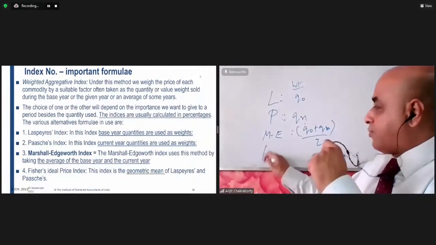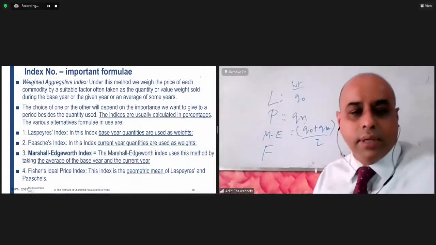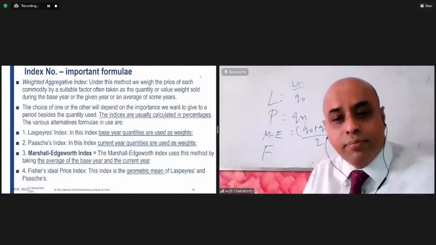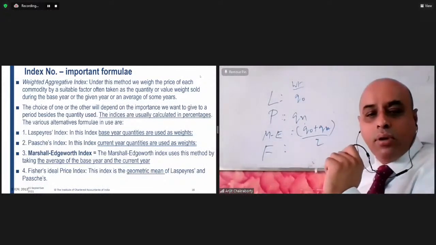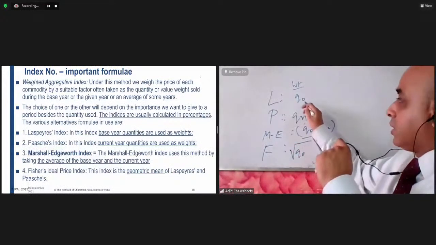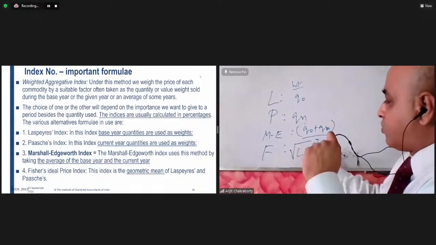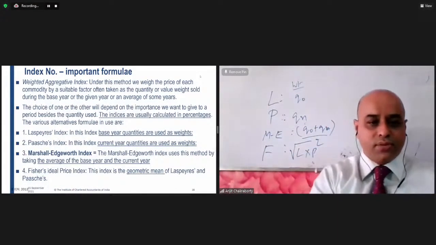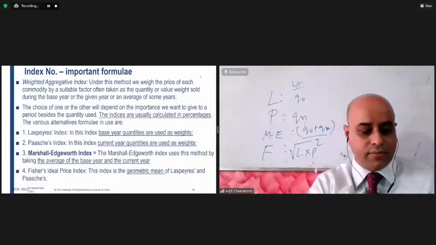The last one is F, that is Fisher. Fisher's index is an ideal price index. We will see that. This index is the geometric mean of the last period's and past year's index. So it is the square root of the last period's index into the past year's index, here L is based on Q0 and P is based on Qn. This is very important. Once again, please note these four index numbers which we have just seen.